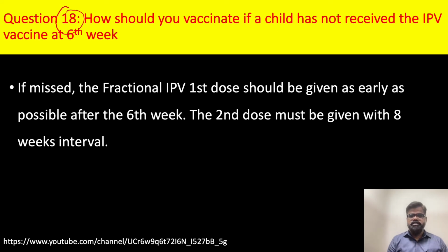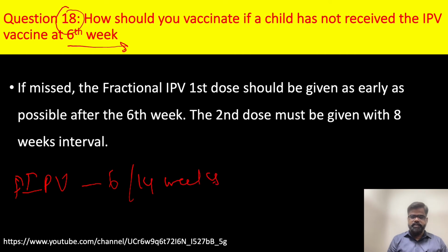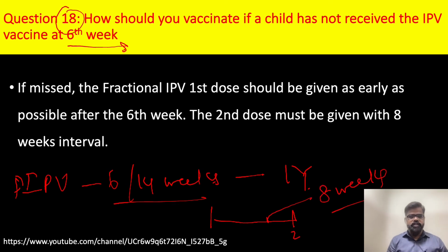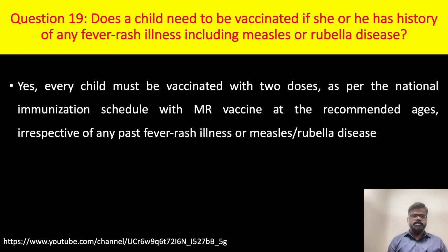How should you vaccinate if a child has not received IPV vaccine at the 6th week? Now IPV, fractional IPV, is given at 6th and 14th weeks. We know that, right? And the maximum age is 1 year. Suppose the child has not been vaccinated at 6 weeks. So before 1 year, if the child comes, you can vaccinate. And the gap between the first and second dose should be 8 weeks. You know, 6 weeks and 14 weeks, the gap is 8. So let's maintain a gap of 8 weeks between the first and second dose. Okay, let's take the next question.